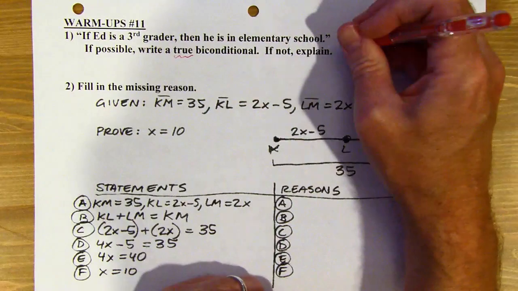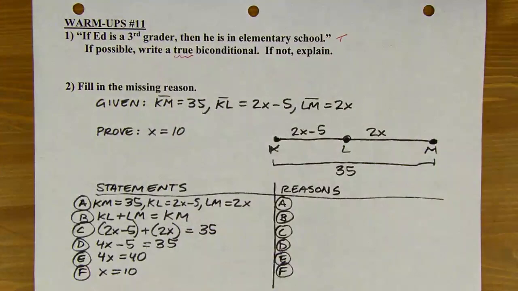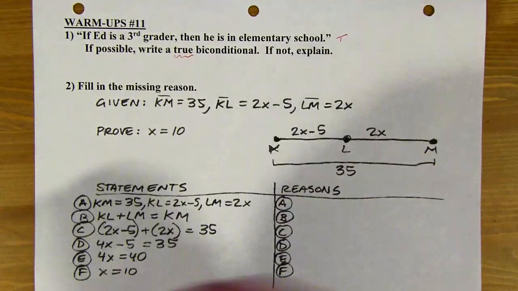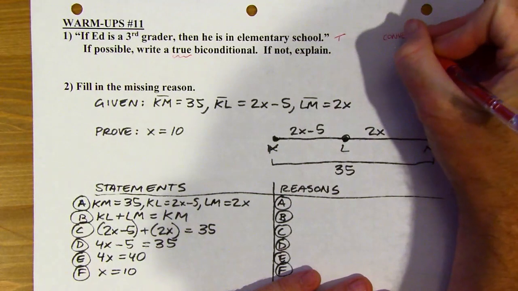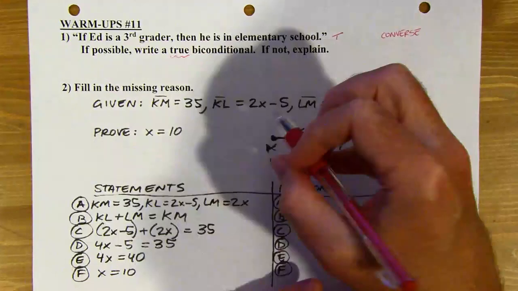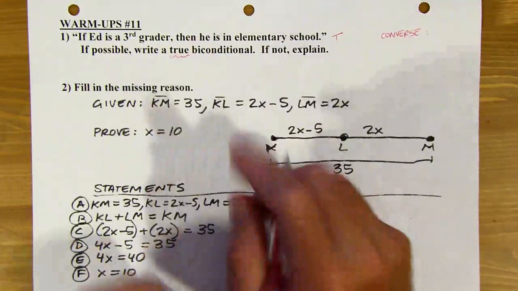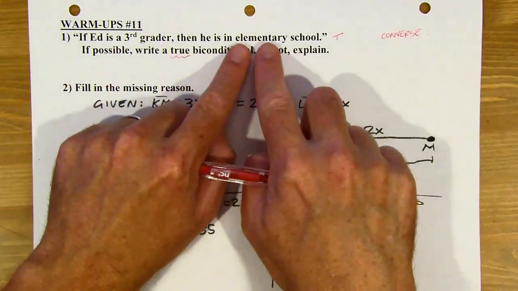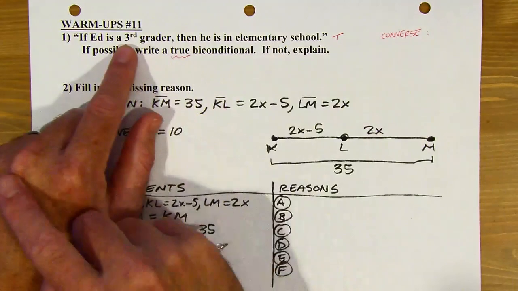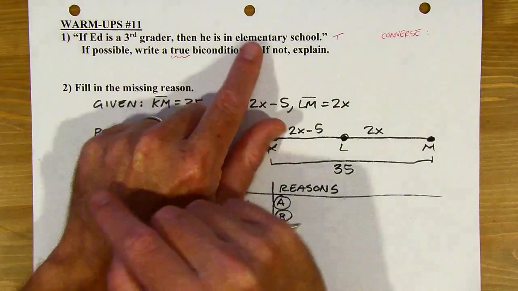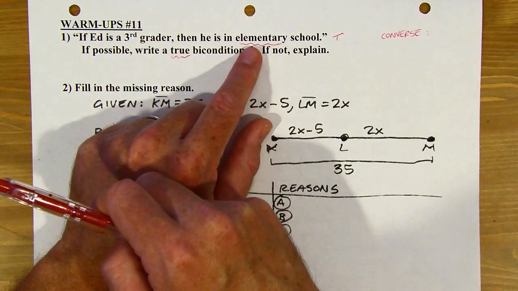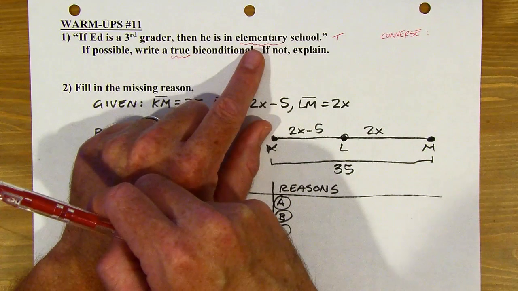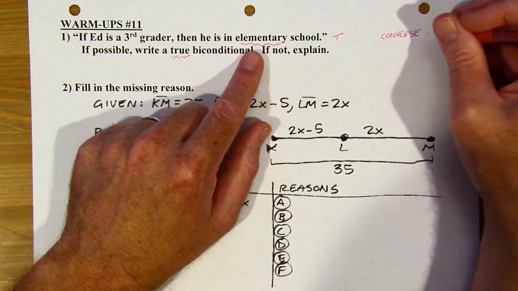If Ed is a third grader, then he's in elementary school. To me, that sounds true, right? The third grade is in elementary school. Okay, so that part we're good on. But if we look at the converse, I'm not going to write it out, but let's just think what it would be. I would flip this around, right? So it'd say if Ed is in elementary school, then he is a third grader. Well, if he's in elementary school, maybe he's a third grader, but maybe he's a first or second or fourth or fifth grader, right? So that's not necessarily true. So the converse here is false.